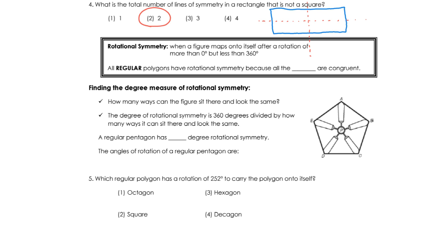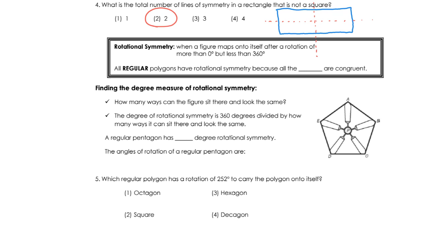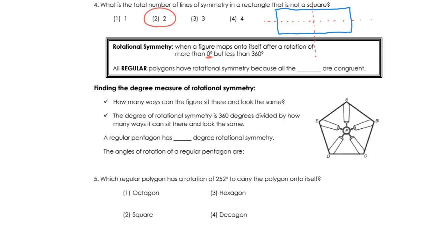Rotational symmetry is something else we have to talk about. Instead of just lines of symmetry, you could rotate something and have it look like itself. If the figure maps onto itself after a rotation of more than 0 degrees but less than 360 degrees, then it's said to have rotational symmetry. All regular polygons have rotational symmetry because all the sides are congruent, and so are the angles of regular polygons. So, finding the degree measure of rotational symmetry: how many ways can the figure sit there and look the same?